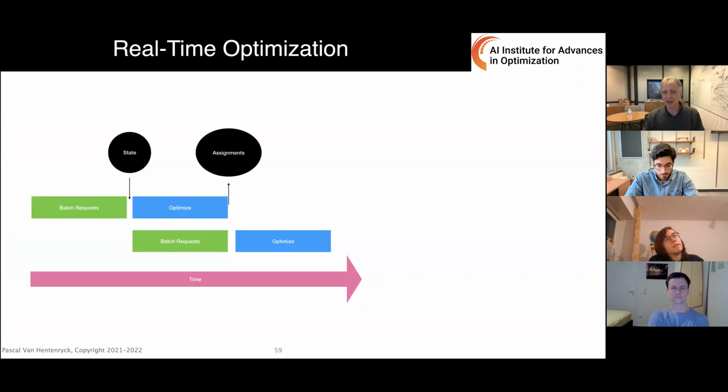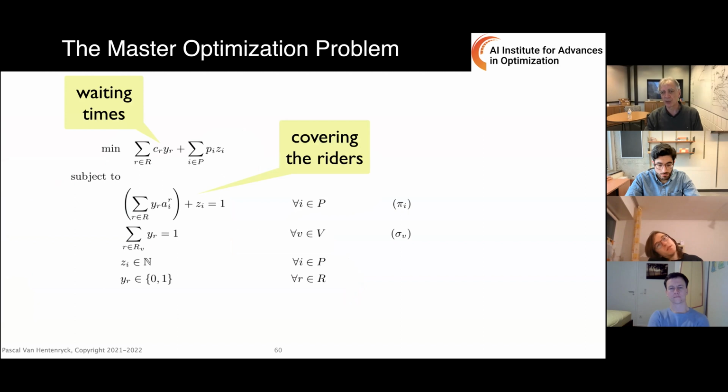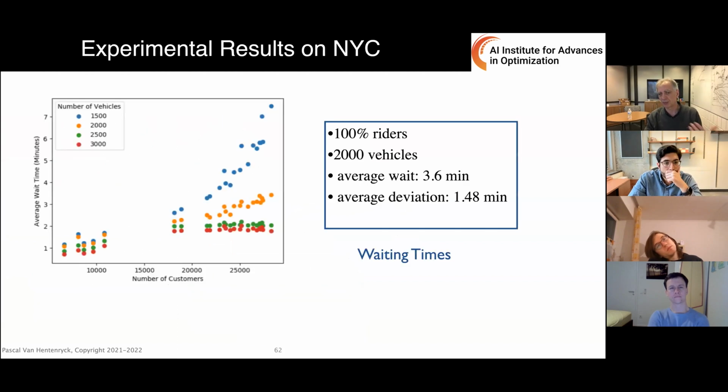The way we optimize this is by batching up to about 400 requests every 30 seconds, and then you optimize, and then you repeat the cycle. So it's a real-time optimization. It's somewhat myopic because you only batch for 30 seconds. You don't see what the future is going to be. I'm going to skip what we do for the optimization, but essentially we do a column generation. And the results are very nice in general. You can have a waiting time of less than 4 minutes with 2,000 vehicles.